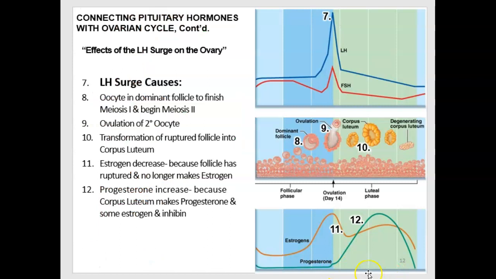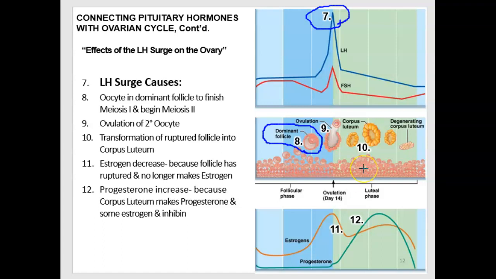Now, what are the effects of this huge LH surge shown in blue and number 7 at the top up here? What are the effects of that, particularly on the ovary? Because that's what that hormone acts on. That's the organ. It acts on the ovary. Well, the first thing that it does is cause the oocyte in the dominant follicle to finish meiosis 1 and begin meiosis 2. So we could call this oocyte maturation. Not follicle development, but the individual oocyte.